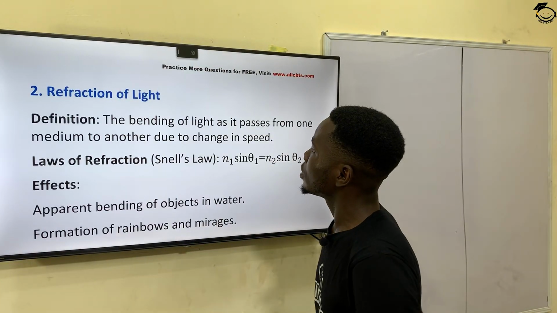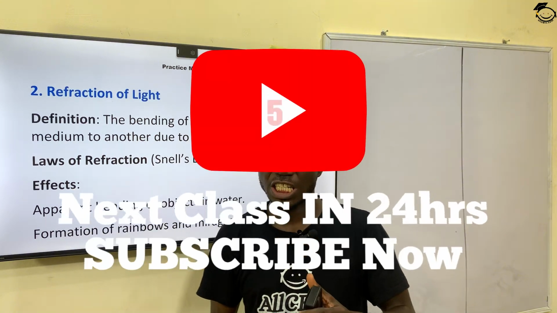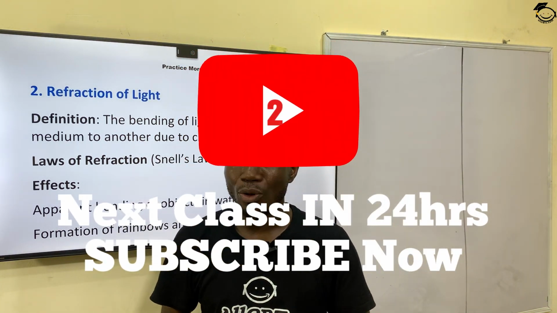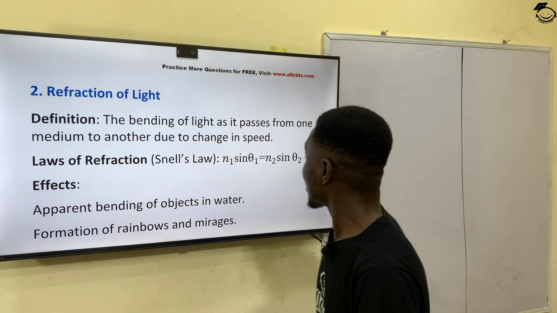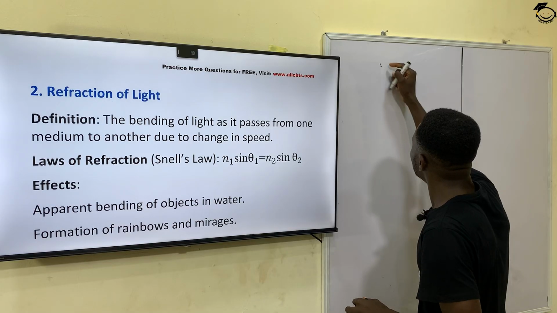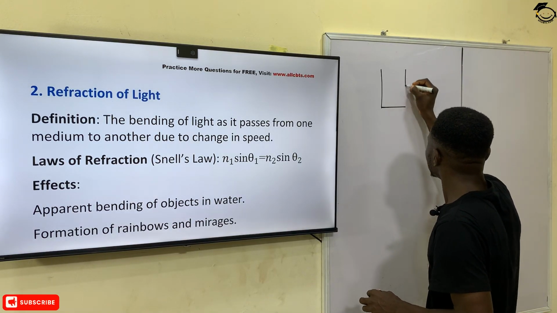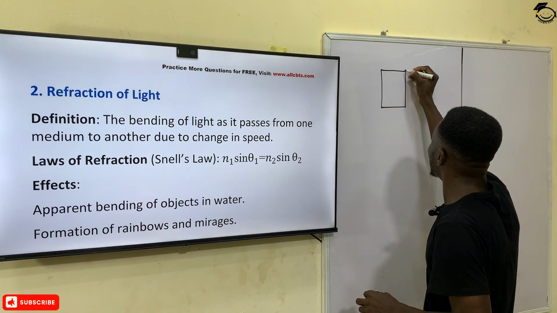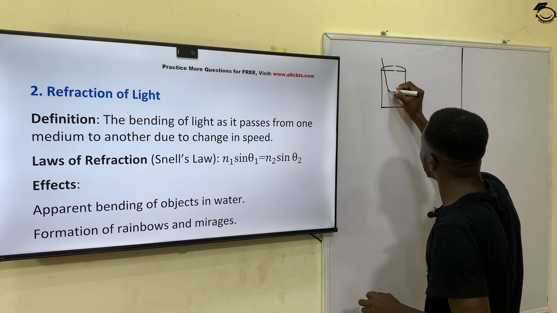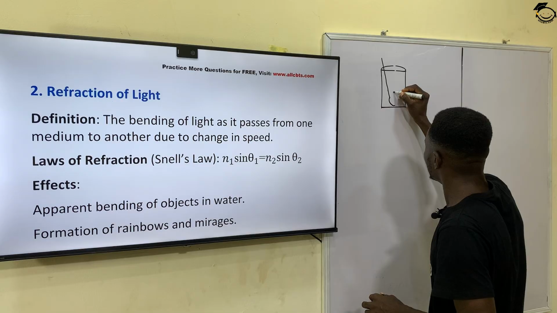So refraction is the bending of light as it passes from one medium to another due to change in speed. What does this mean? When light travels from one medium to another, it changes its speed. For example, when light travels from air to glass. Let's say I have a cup this way, and then I put a spoon into the glass. Let's say this is a glass, and I put a spoon inside the glass.